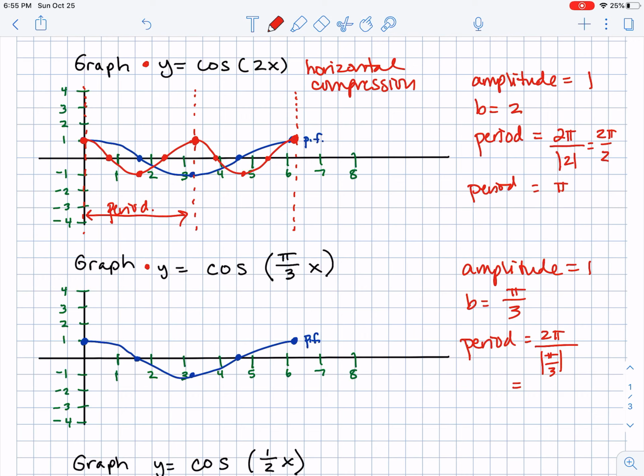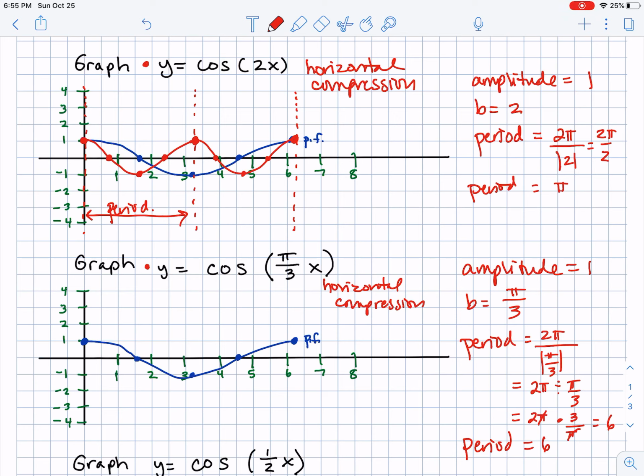All right, well, let me go a little old school here. 2 pi divided by pi over 3 is the same as 2 pi times the reciprocal 3 over pi. Let's see, pi's canceled, that gives me 6. So my new period is 6. Okay. Technically, if my parent function is 6.28, which is 2 pi, and now my period is 6, that's going to be a horizontal compression, because the period is smaller than 2 pi.